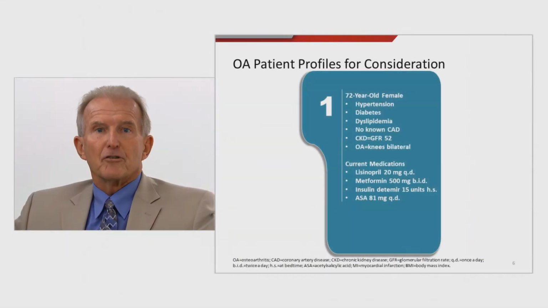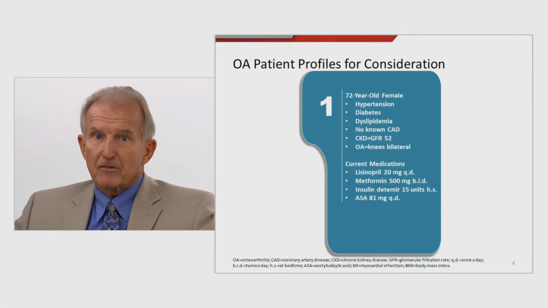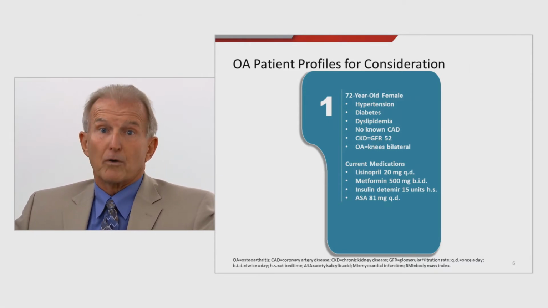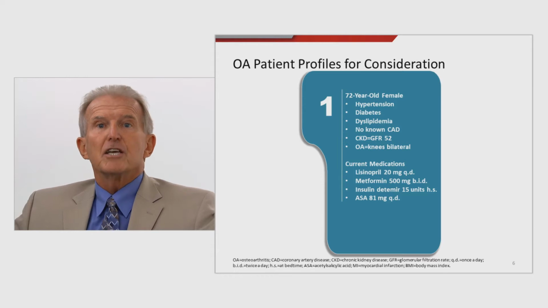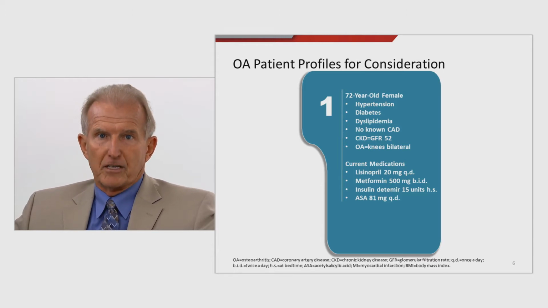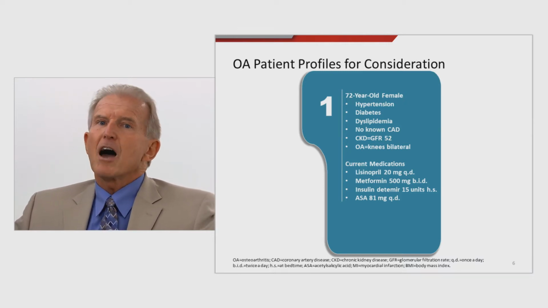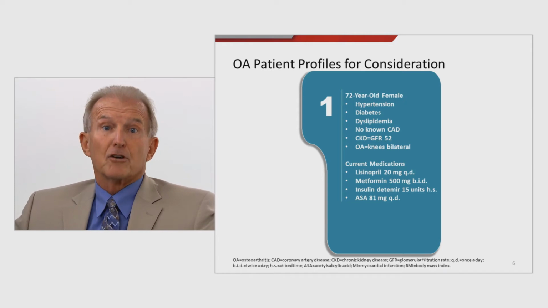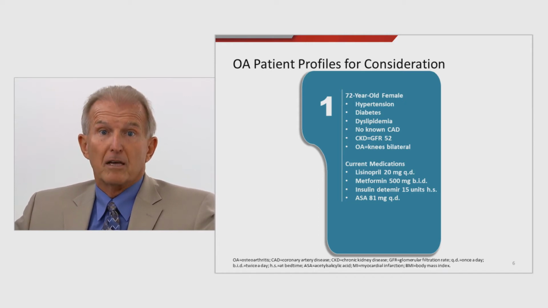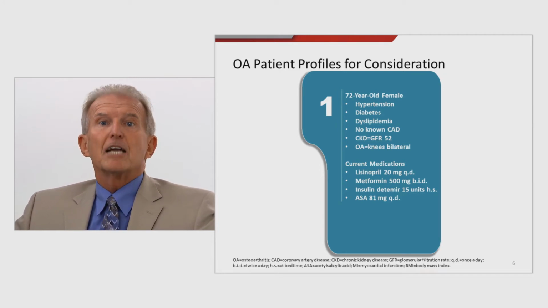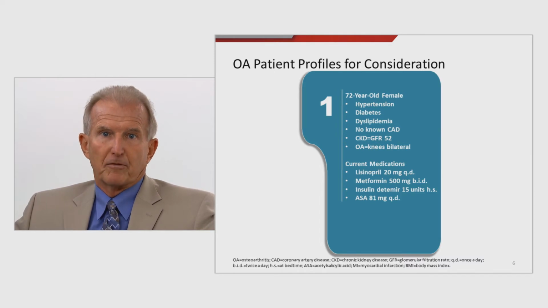Our first patient is a 72-year-old female who has hypertension, diabetes, dyslipidemia, but no known coronary artery disease. She has stage 3 chronic kidney disease with a GFR of 52. Her major complaint is, "Doc, my knees are killing me." Her current medications are lisinopril 20 milligrams a day, metformin 500 milligrams twice a day, insulin detemir 15 units at night, and a preventative 81 milligram aspirin.